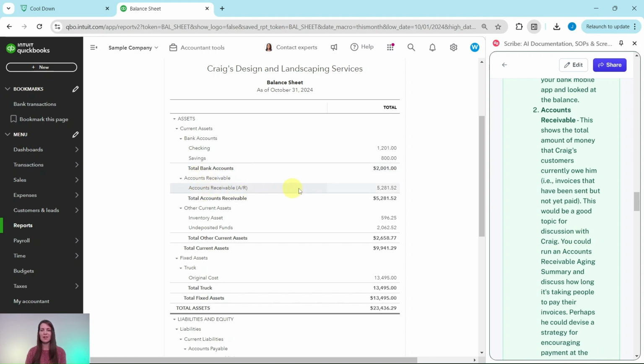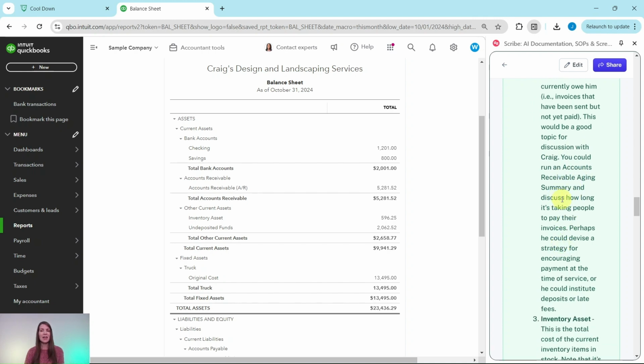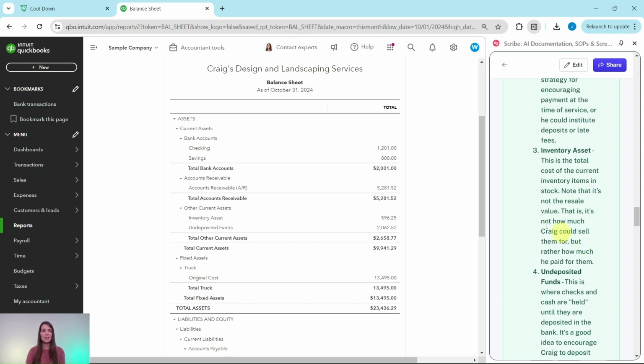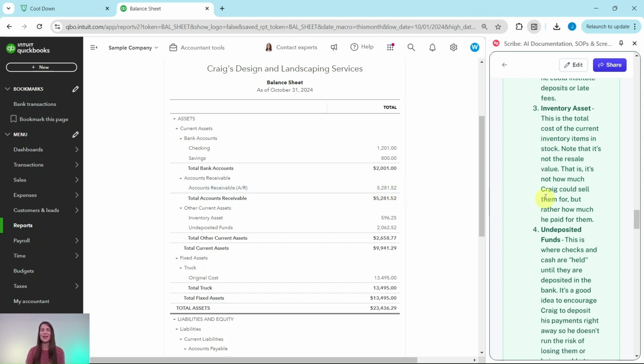Accounts receivable, which is right under that, shows the total amount of money that Craig's customers currently owe him, as in invoices that have been sent but not yet paid. This would be a good topic for discussion with Craig. You could run an accounts receivable aging summary and discuss how long it's taking people to pay their invoices. Perhaps he could devise a strategy to encourage payment at the time of service, or he could institute deposits or late fees. So that is this line right here, which is a pretty significant amount for a small business. That would be a really good topic to talk with Craig about.